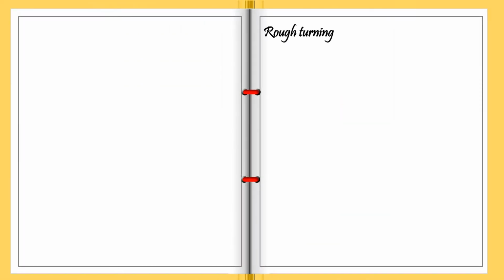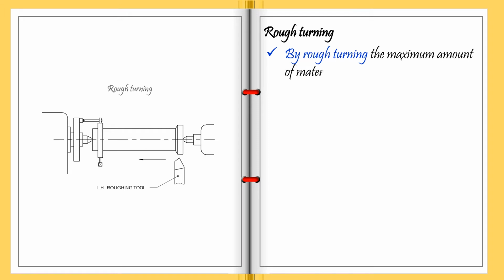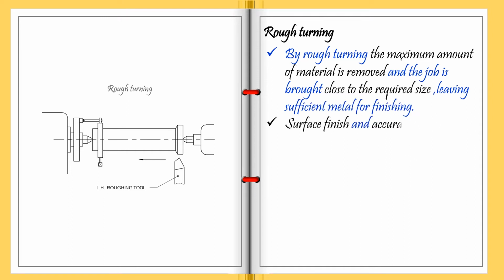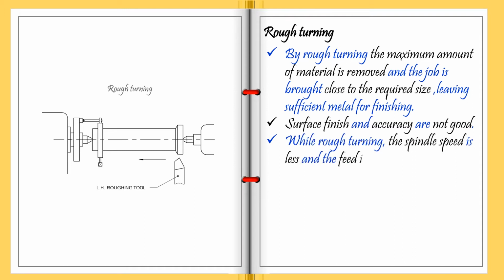Let's see about rough turning. By rough turning, the maximum amount of material is removed, and the job is brought close to the required size, leaving sufficient metal for finishing. Surface finish and accuracy are not good. While rough turning, the spindle speed is less and the feed is more. Here a roughing tool or a knife tool is used.